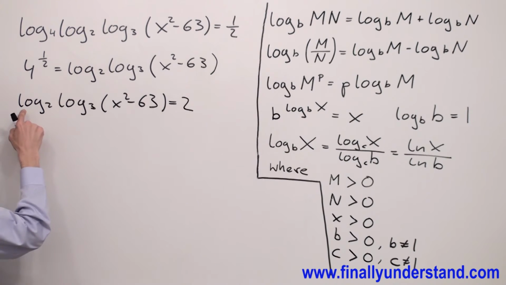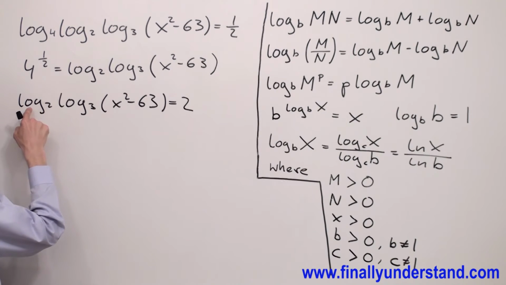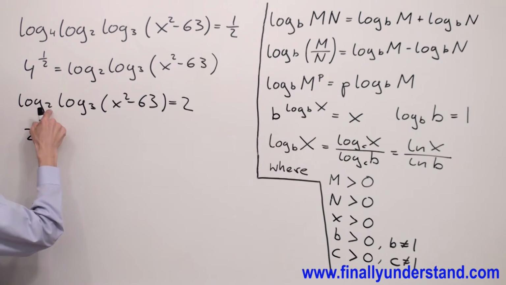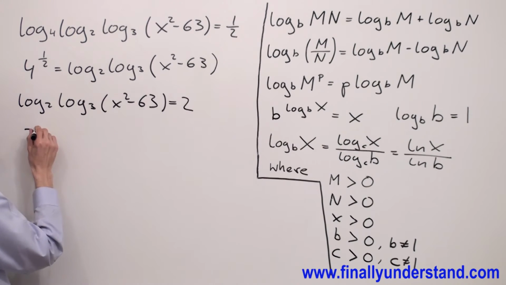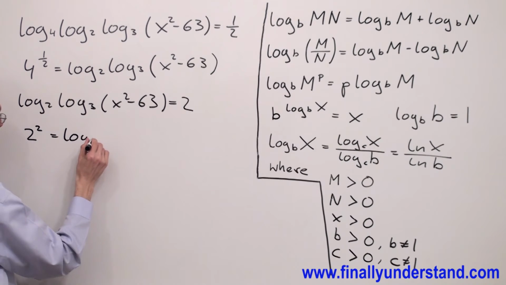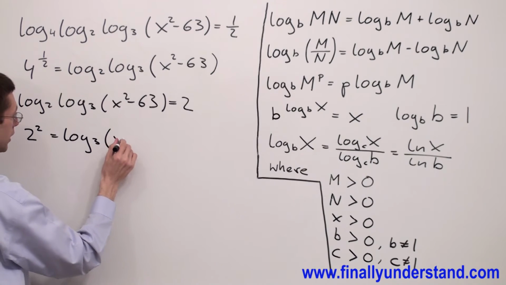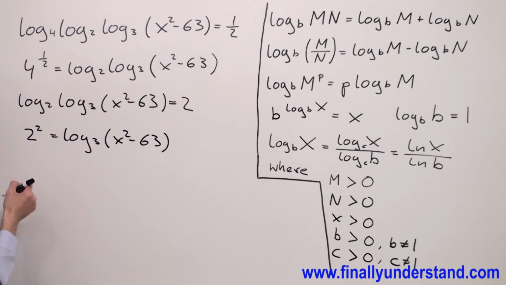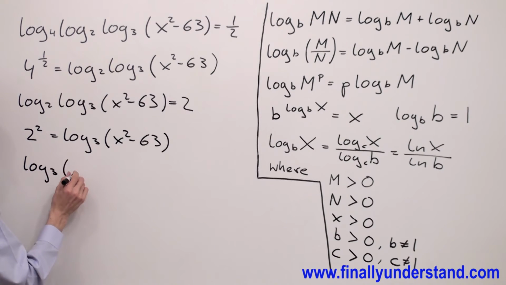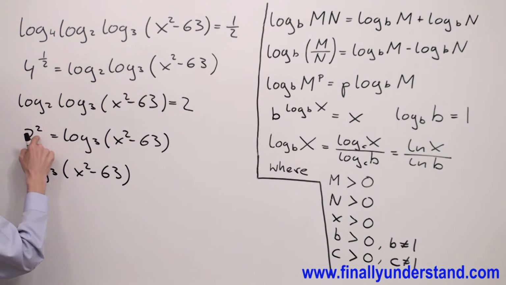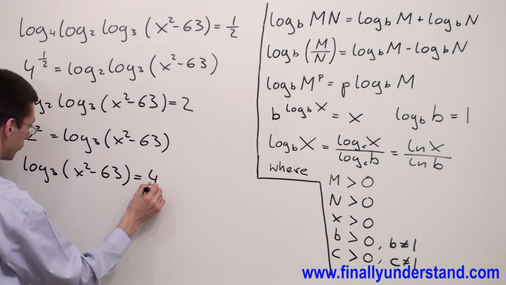Next, I'm going to convert the logarithmic form for the first log to the exponential and simply write 2, this base, to this exponent, to the second power, is equal to log base 3, and I have x squared minus 63 in parentheses. Again, I can rewrite this problem one more time: log base 3 of x squared minus 63, 2 to the second power is equal to 4.